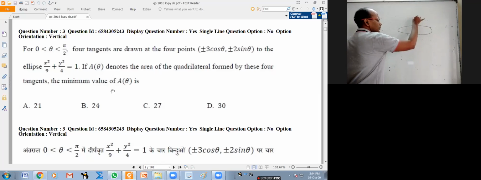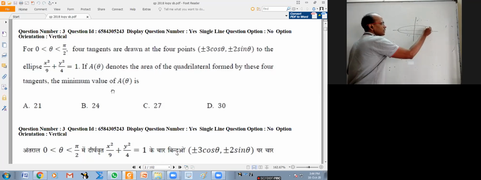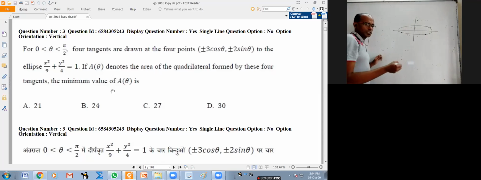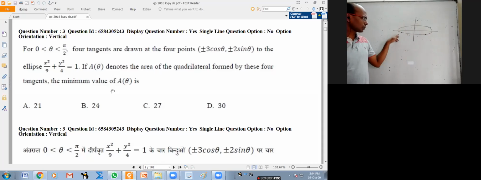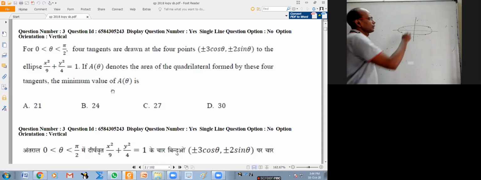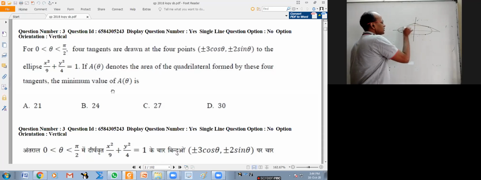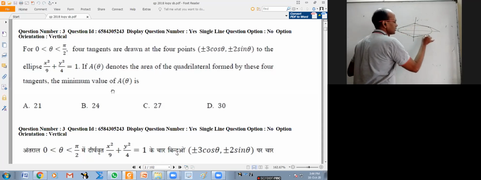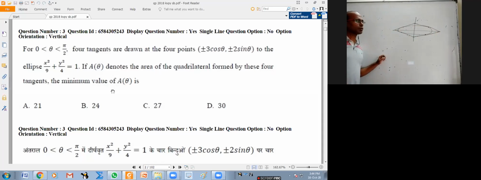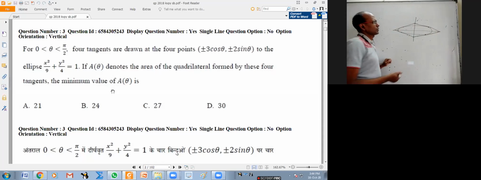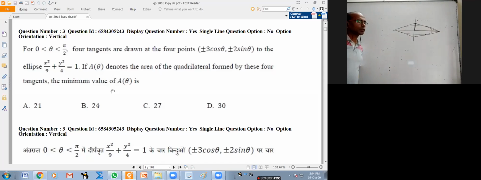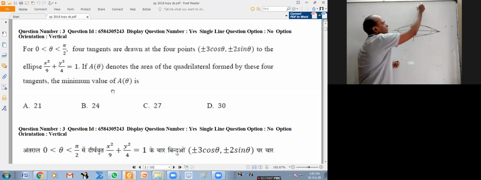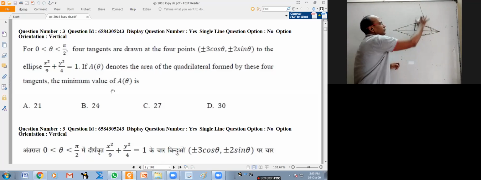I have an ellipse and they gave 4 symmetrical points here. 3 cos theta comma 2 sin theta is the general point: a cos theta comma b sin theta, minus a cos theta comma b sin theta, minus a cos theta comma minus b sin theta, like this. If I take tangent here, tangent here, tangent here, tangent here, they definitely form a rhombus. It's a quadrilateral, but they form a rhombus. I want that area to be least. In fact, I can only find this area, and 4 times that will be the total area. And I want to find a minimum because maximum is obviously infinity.